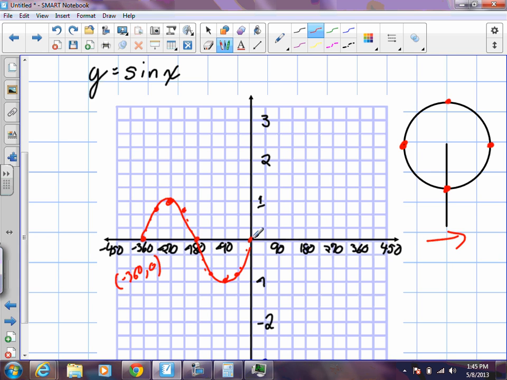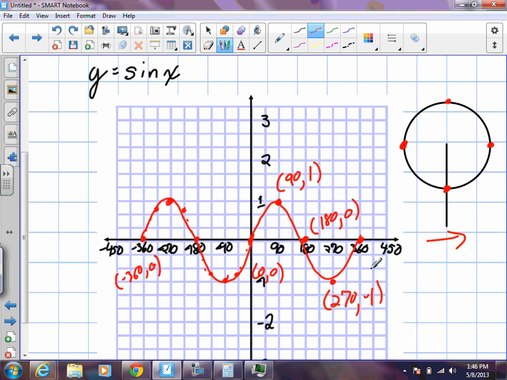So now these coordinates starting at 0 and 0 are very important, and I want you to remember them. Where do you guys think 90 would be? What would the y value be? 1. So we continue that pattern, we get 1. What about 180? 270? Negative 1. 360? Okay. These 5 points are very important, and I would like you guys to memorize them so that it becomes much easier to graph this type of function. 180, 0, 270, negative 1, and 360 and 0.